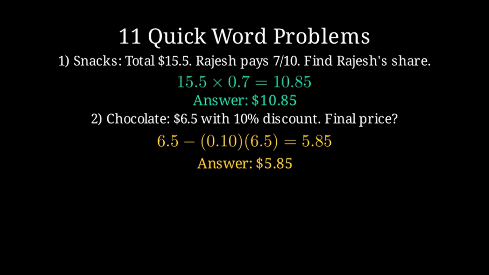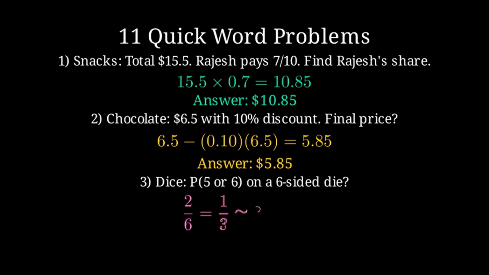Problem 2. A chocolate packet costs $6.5 with a 10% discount. 10% of 6.5 is 0.65. Subtract to get $5.85.